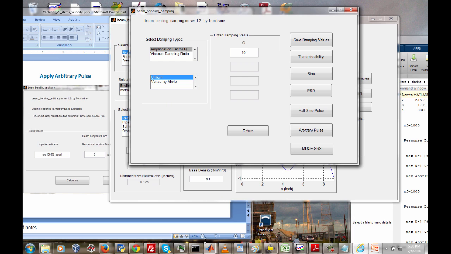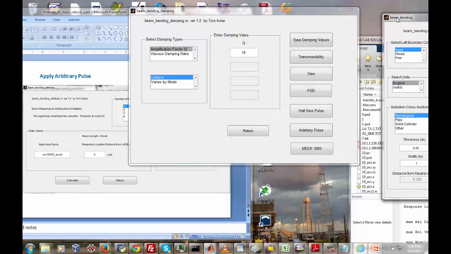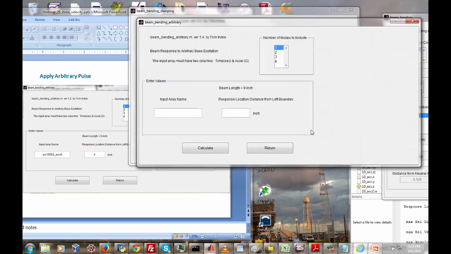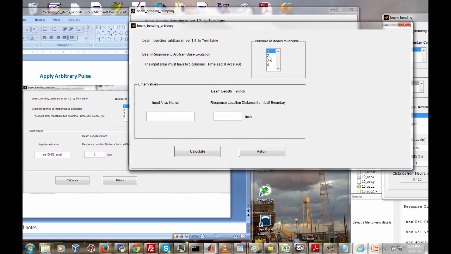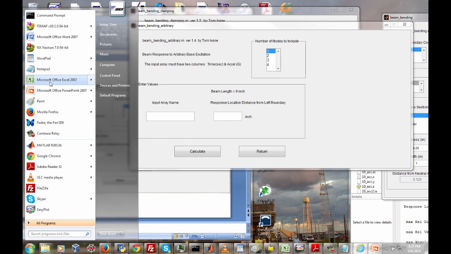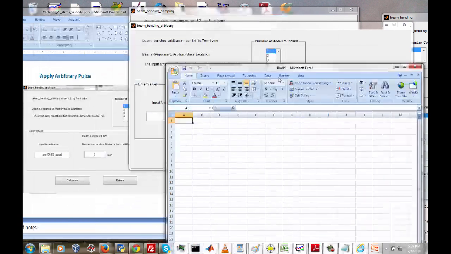So I went down to the MATLAB icon in the system tray. So we've already saved our damping values. We took a look at transmissibility just for fun. Now let's go to our arbitrary pulse, which is going to be that shock pulse we talked about earlier. So we've got different choices on how many modes we can include. And I think I'm going to call up an Excel spreadsheet here, and you'll see why in a few minutes.